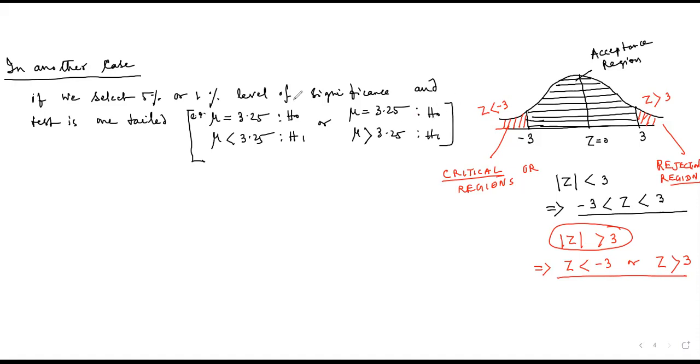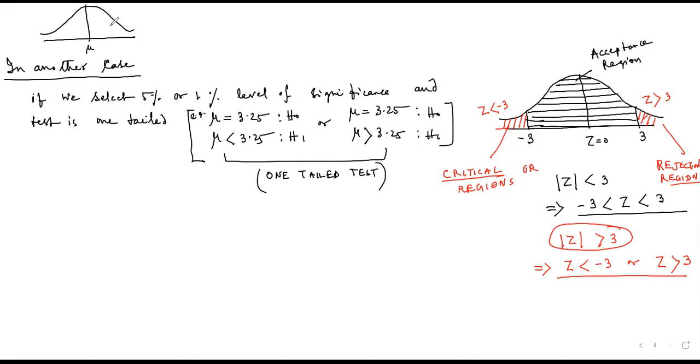So if I write like this, such a test is actually called a one-tail test, because in the first case, only the left-hand side of the normal curve is considered, and in the second case, the right-hand side of the normal curve is considered. So if this is your mu, say 3.25, when mu is greater than that, you are considering this region, and if mu is less than that, we are considering this region. Under this circumstance, the two rules change a little bit.